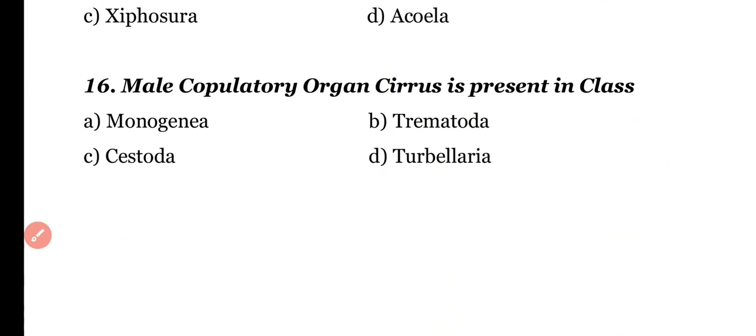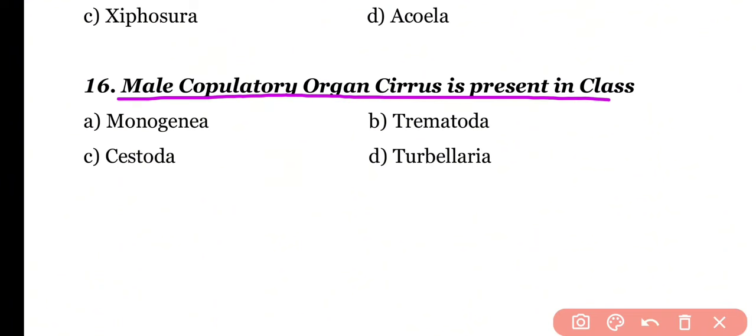Question number sixteen. Male copulatory organ cirrus is present in class Monogenea, Trematoda, Cestoda, Turbellaria. Correct answer is option A. Monogenea ke andar male copulatory organ that is known as cirrus is present.